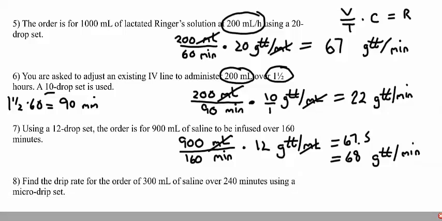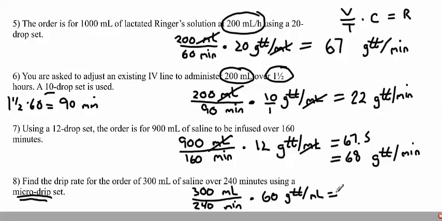Then the last problem, we do have a micro drip set. So a micro drip set, that means they're very small drops, and it takes 60 drops to just get 1 milliliter. It takes 60 little drops. So again, same formula. We take the volume, 300 milliliters. We divide it by time in minutes, which is already in minutes, 240 minutes. And then we times that by the calibration, and since it says micro drip set, that tells us it's going to take 60 drops to get 1 milliliter of fluid. So those drops are very, very small because it takes 60 of them just to get 1 ml.